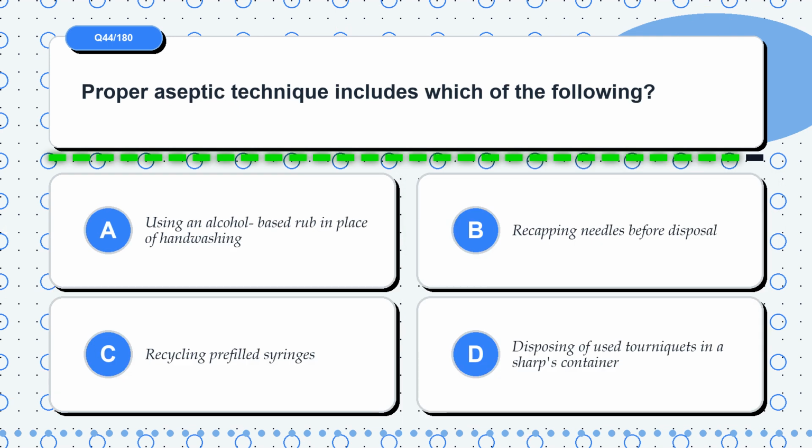Question 44. Proper aseptic technique includes which of the following? Here are the options. Option A, using an alcohol-based rub in place of hand washing. Option B, recapping needles before disposal. Option C, recycling prefilled syringes. Option D, disposing of used tourniquets in a sharps container.